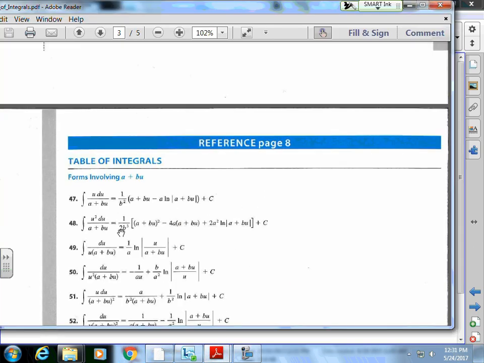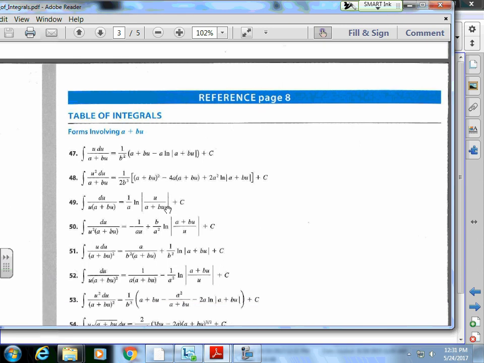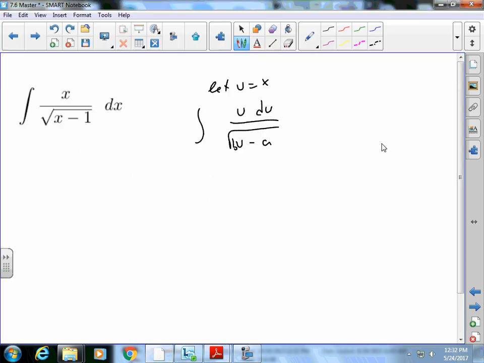So again, I'm going to go into my integral tables, and I'm going to look for something like that. It's probably going to be in the section, so I'm going to slowly look through here and see what I find. And lo and behold, number 55, u du over the square root of a plus bu is equal to. And this is the result. So here I go.